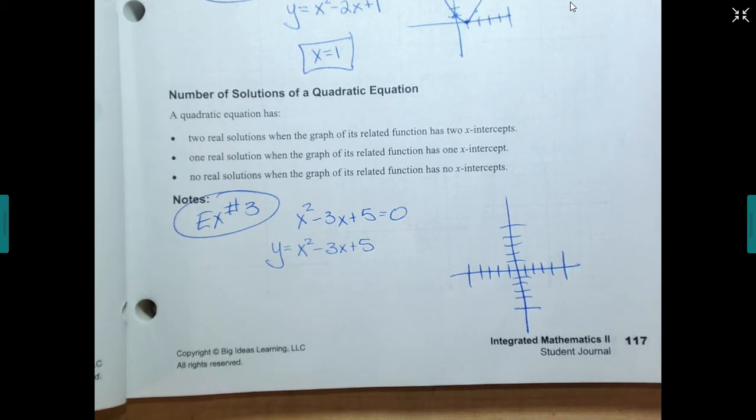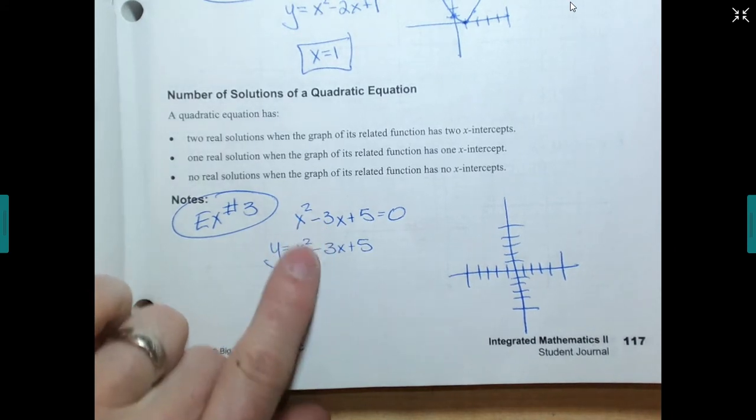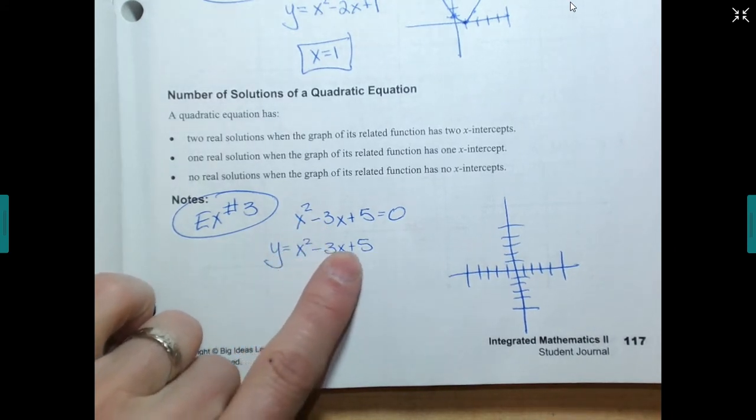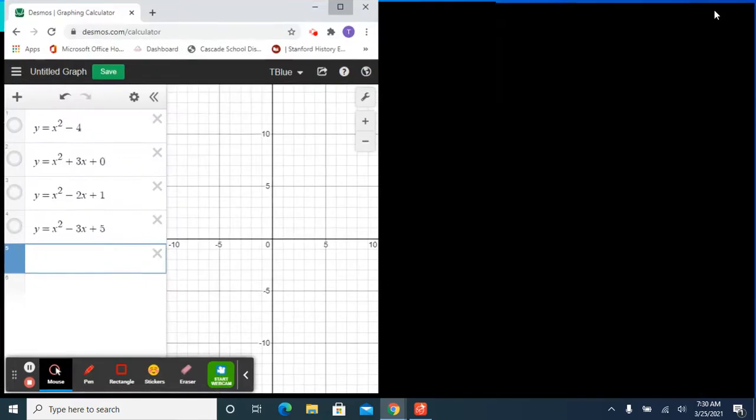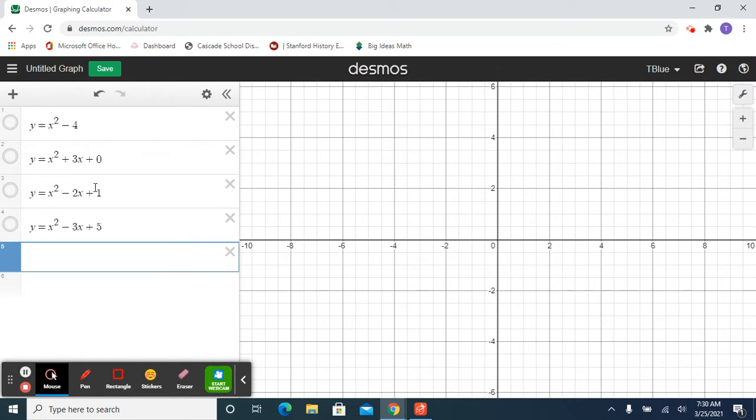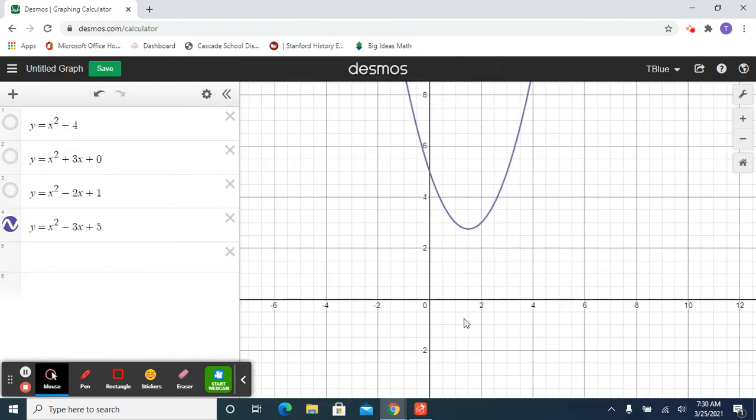Let me show you another calculator that you could use with this equation. So we have x squared minus 3x plus 5. Another calculator you could use would be Desmos. So here we have Desmos, and we're looking for x squared minus 3x plus 5. So we're looking for this one. Hey, interesting. Look at that. There are no x-intercepts.